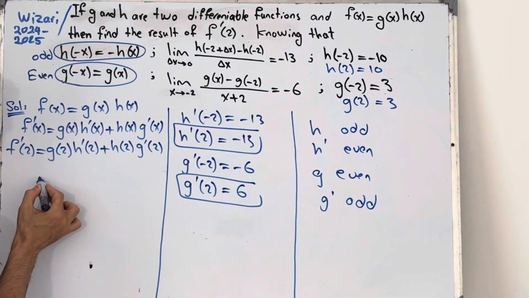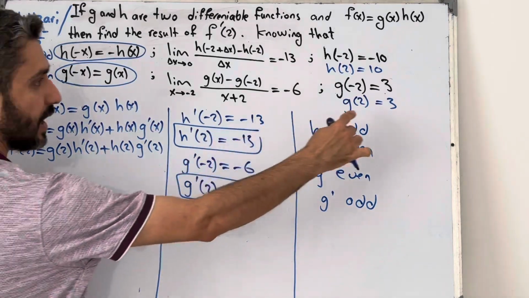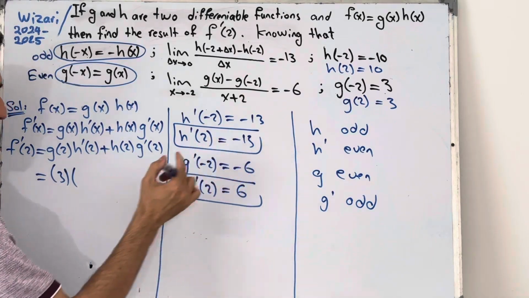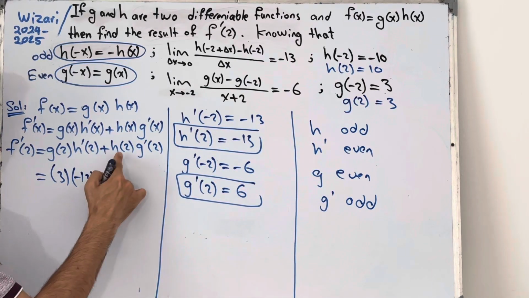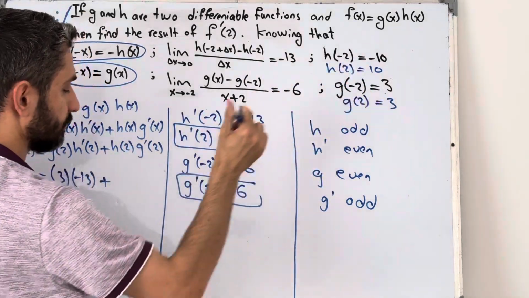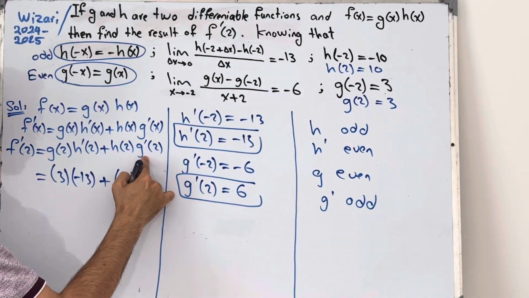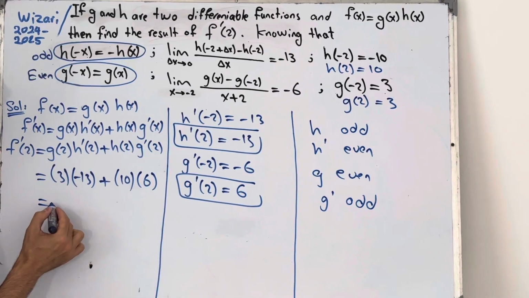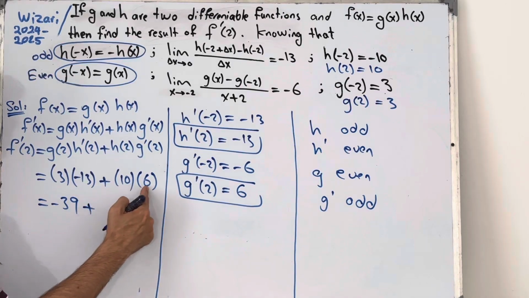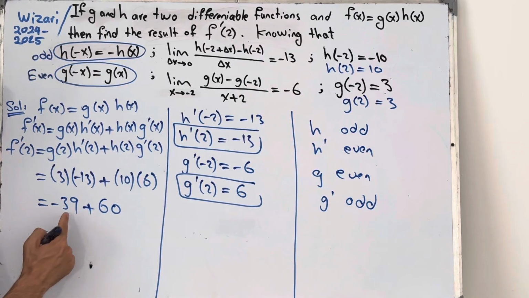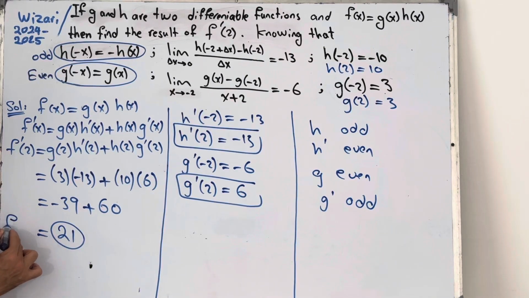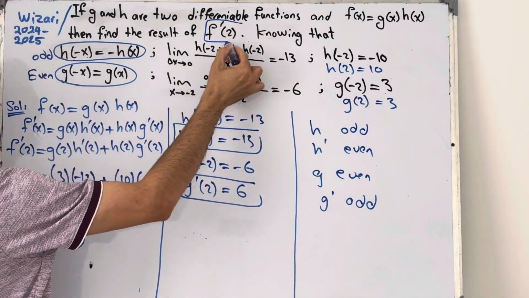Now substitution. g of 2 is 3 times h prime of 2 is negative 13, plus h of 2 is 10 times g prime of 2 is 6. Then 3 times negative 13 is negative 39. 10 times 6 is 60. And negative 39 plus 60 is equal to 21, which means f prime of 2 equals 21. This is how to find f prime of 2.